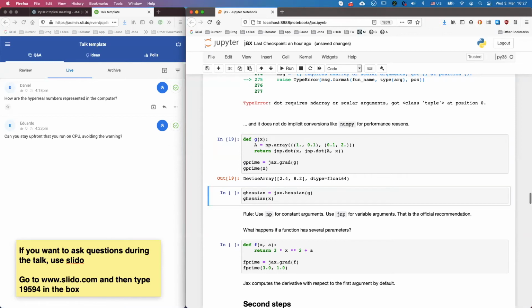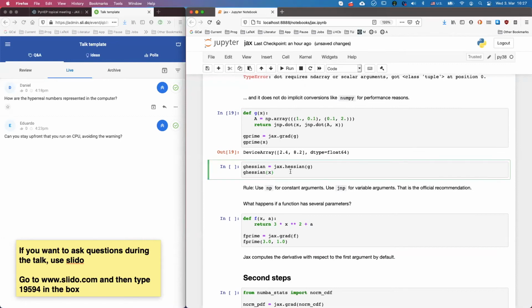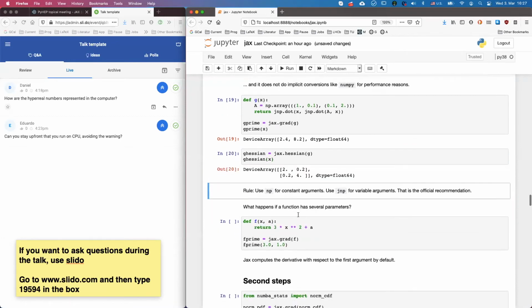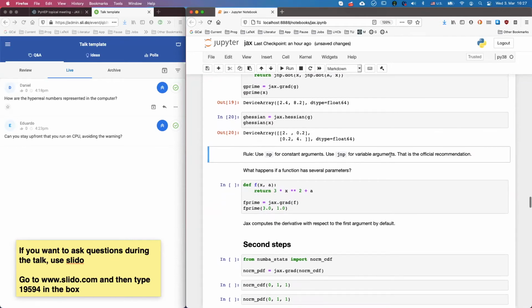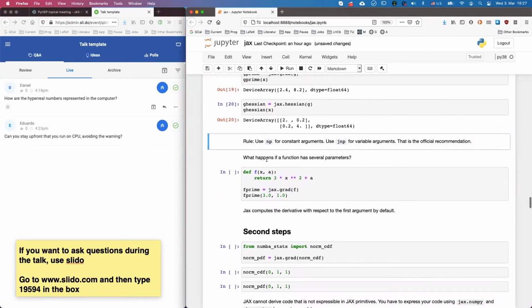So that's a rule. You can also compute the Hessian now of this thing, and it gives the right answer. Yeah, this is just the rule I just mentioned here. So this is not what I made up. This is what they say in the official documentation.